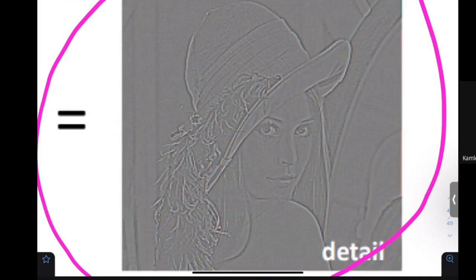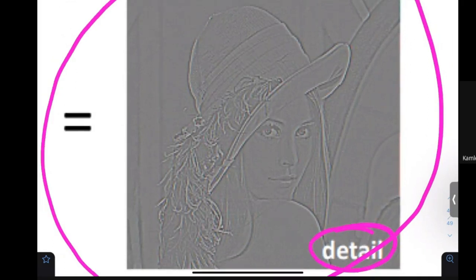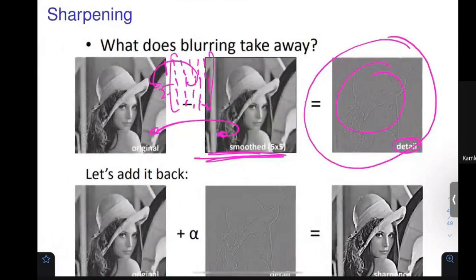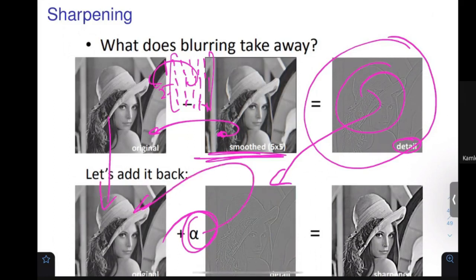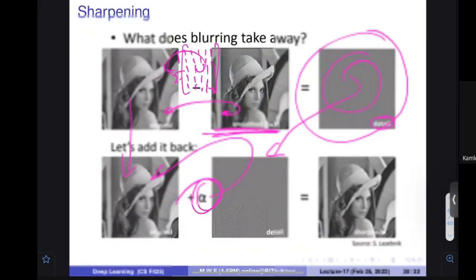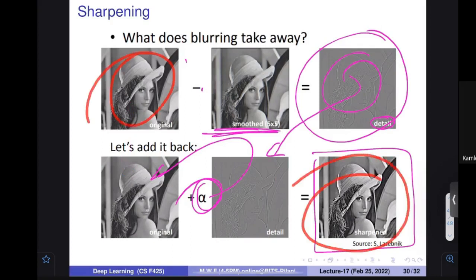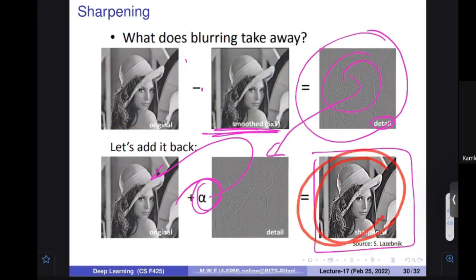This is called the detail. So if I use this particular image, multiply by alpha and add it to the original image, I get this image. What have I done? I have added the detail to the image. So if you compare these two images, the first image is this, the second image is this. You can see that this image is better because I have added more detail to it.